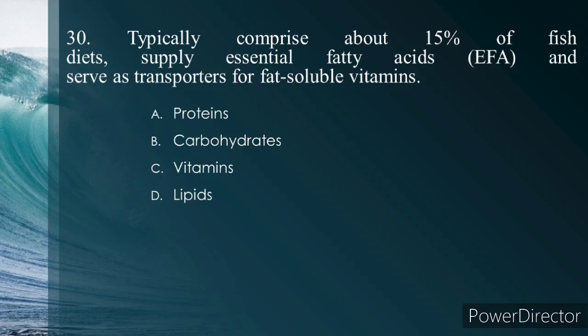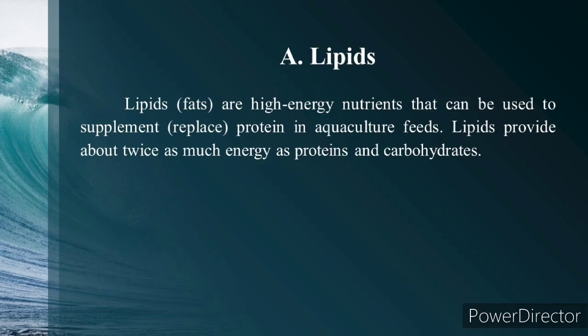Number 30. Typically comprise about 15% of fish diets, supply essential fatty acids, EFA, and serve as transporters for fat-soluble vitamins. A. Proteins. B. Carbohydrates. C. Vitamins. D. Lipids. 1, 2, 3. The answer is D. Lipids. Lipids, fats, are high-energy nutrients that can be used to supplement, replace, protein in aquaculture feeds. Lipids provide about twice as much energy as proteins and carbohydrates.